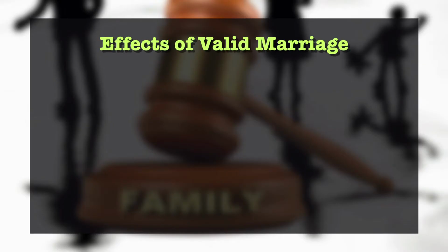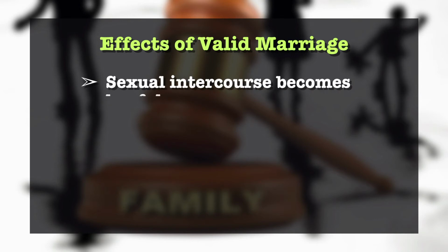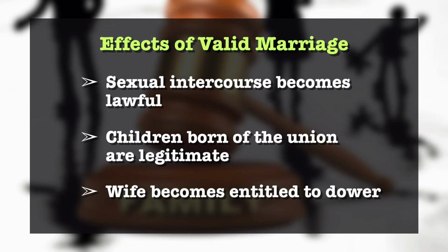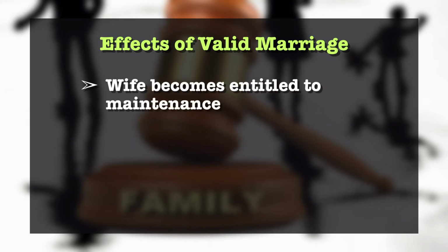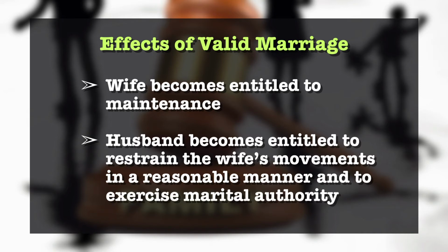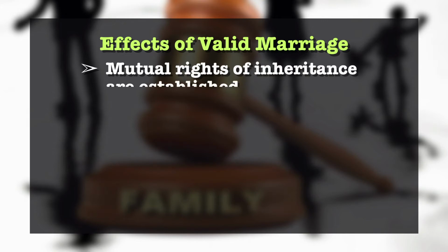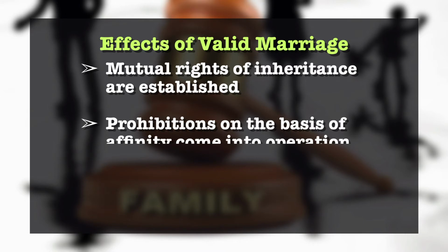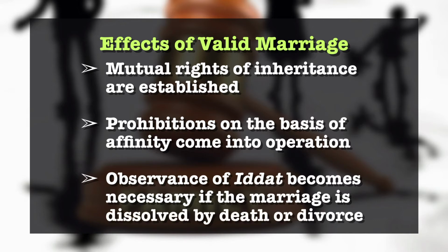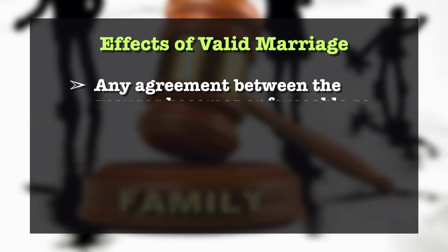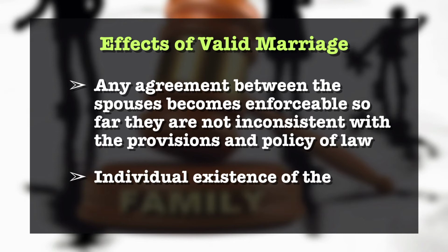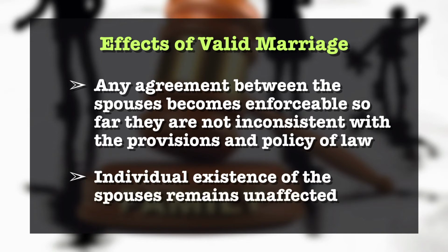The effects of a valid marriage may be summarized as under. Number 1, sexual intercourse becomes lawful. Number 2, the children born of the union are legitimate. Number 3, the wife becomes entitled to dower. Number 4, the wife becomes entitled to maintenance. Number 5, the husband becomes entitled to restrain the wife's movement in a reasonable manner and to exercise marital authority. Number 6, mutual rights of inheritance are established. Number 7, the prohibitions on the basis of affinity come into operation. Number 8, observance of iddat becomes necessary if the marriage is dissolved by death or divorce. Number 9, any agreement between the spouses becomes enforceable so far as they are not inconsistent with the provisions and policy of law. Number 10, individual existence of the spouses remains unaffected.